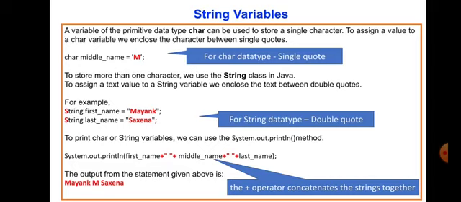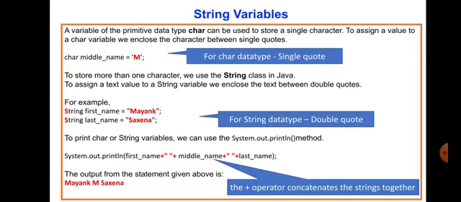Char can be used to store a single character. To assign a value to a char variable, we enclose the character between single quotes. Very important, children. When it is declared as char, you can see here you have a single quote, but when it is declared as string, below you have double quotes. I hope it is clear to you here. When it is string, it is double quote. When it is char, it is single quote. This is what you have to understand.